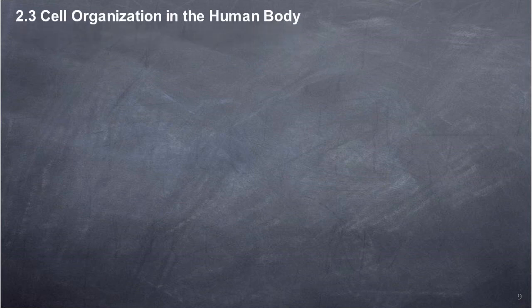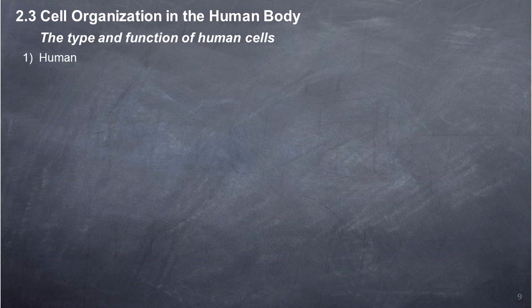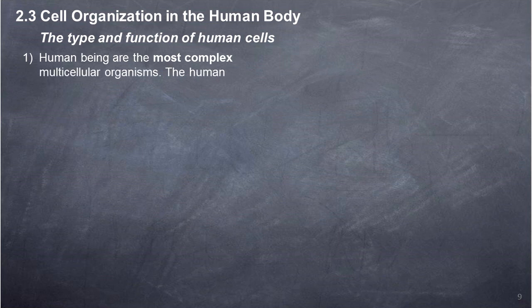2.3. Cell organization in the human body. The type and function of human cells. 1. Human beings are the most complex multicellular organisms. The human body consists of billions of cells.